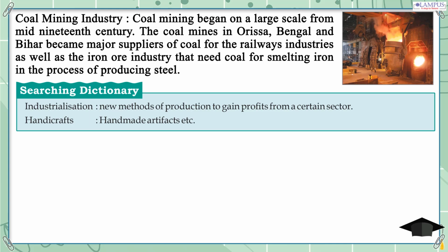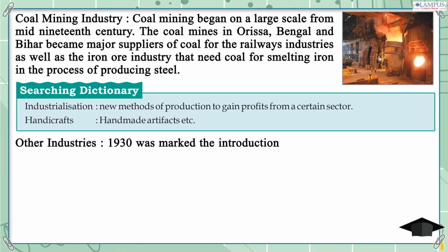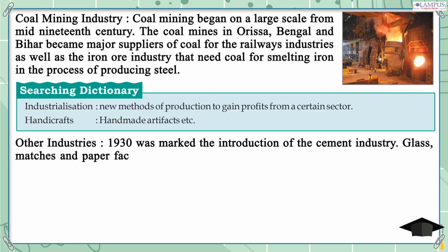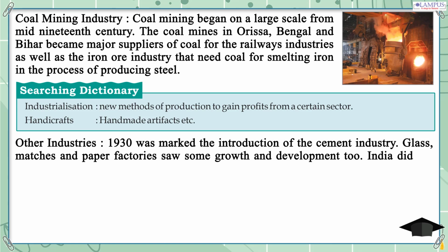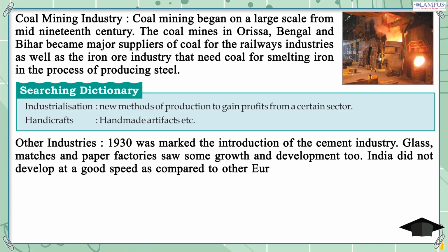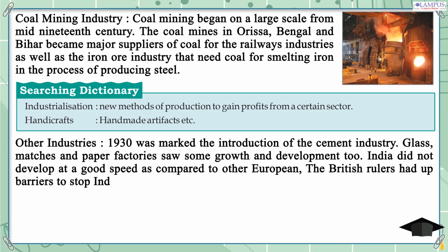Handicrafts, handmade artifacts etc. Other industries. 1930 marked the introduction of the cement industry. Glass, matches and paper factories saw some growth and development too. India did not develop at a good speed as compared to other European countries. The British rulers had put up barriers to stop Indian growth.